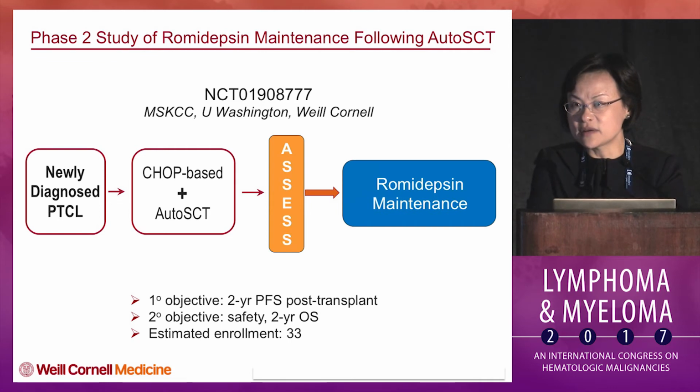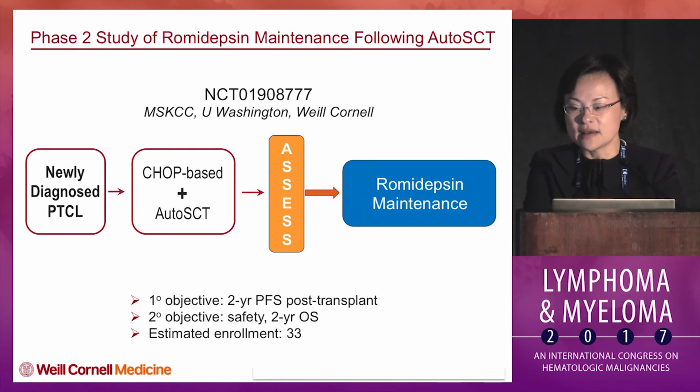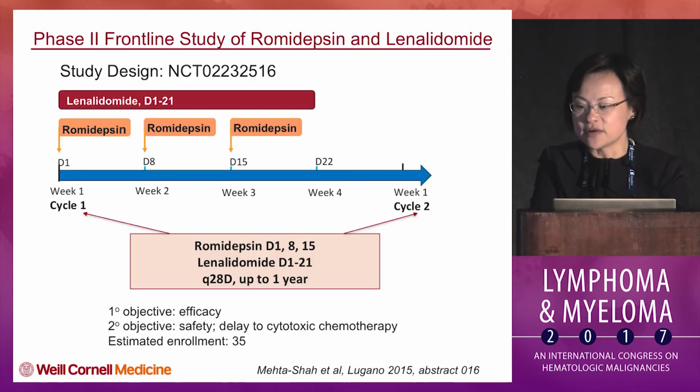Another way of improving treatment efficacy or prolonging response duration is to provide maintenance, which can be done either following induction or consolidation transplant, or in some cases, perhaps right after induction for those who may not be able to move on to transplant. In this particular phase 2 study, Romidepsin is provided to patients who received CHOP-based chemotherapy and moved on to autologous stem cell transplant. Following transplant, those in continued remission would move on to Romidepsin every other week for up to 2 years of treatment duration. It is currently ongoing at Cornell, Sloan Kettering, and University of Washington, which would provide evidence to support if maintenance following induction treatment would merit further investigation.